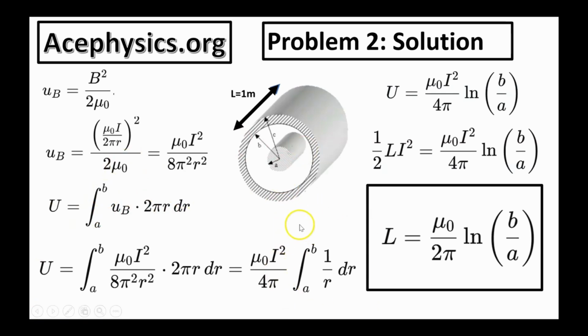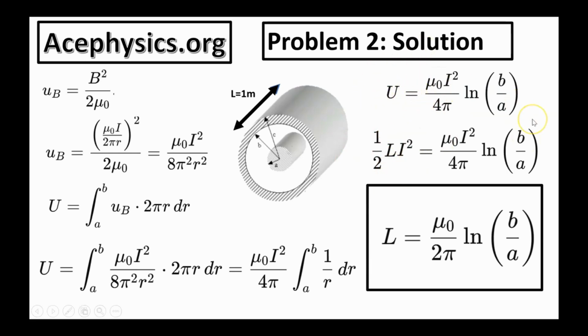Recalling that the integral of 1 over r is equal to the natural log, that gives us the formula for the total energy, which is mu naught I squared divided by 4 pi times the natural log of b by a. And the key point is that the energy stored in the inductor is equal to the total energy stored in the magnetic field. So 1/2 Li squared must equal the total energy stored in the magnetic field.